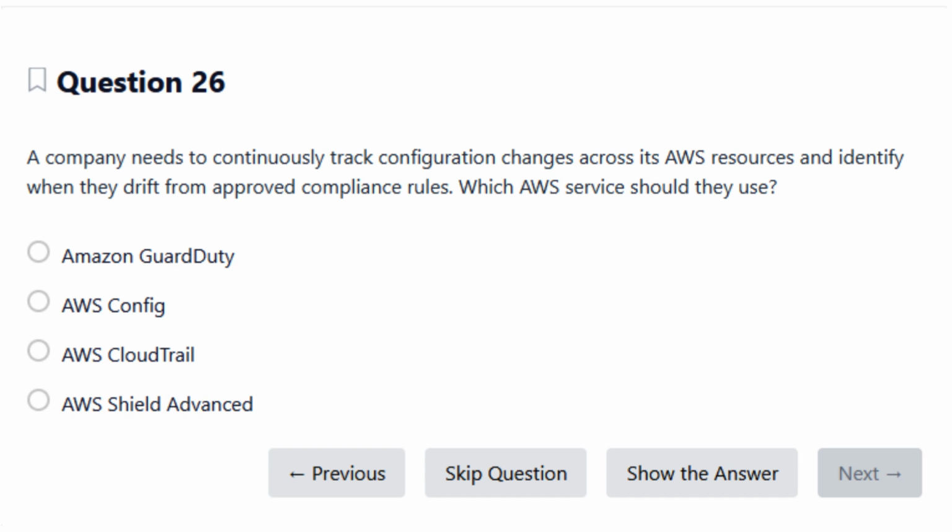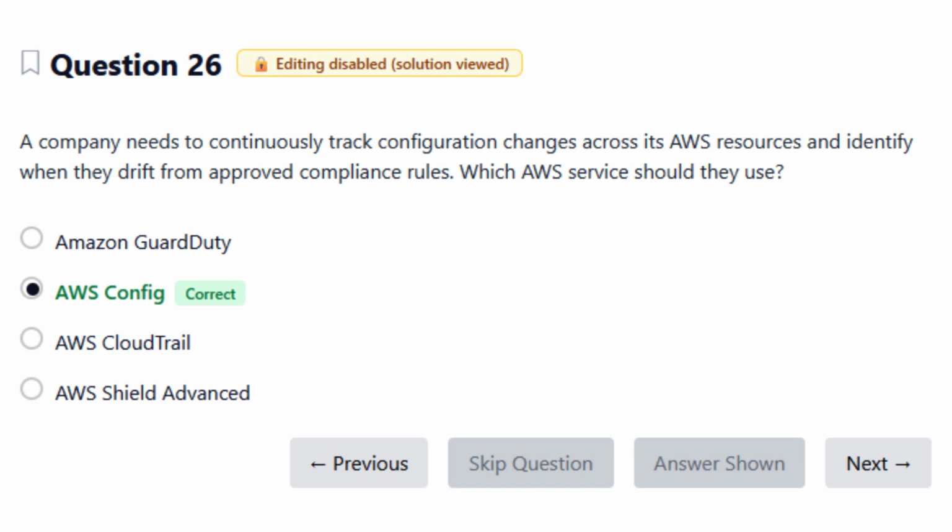The correct answer is AWS Config. Why? AWS Config is specifically designed to continuously track configuration changes across AWS resources and evaluate them against compliance rules. It shows you what changed, when it changed, and whether a resource is compliant or non-compliant, which is exactly what the question is asking for.